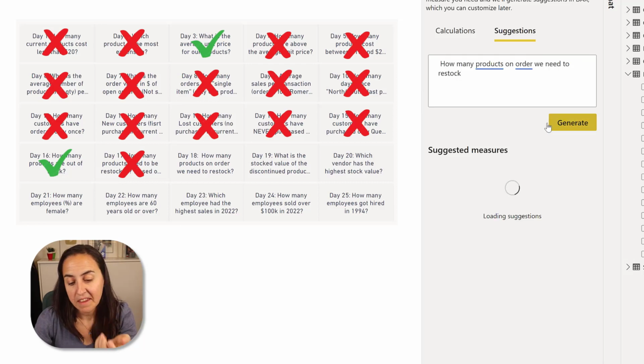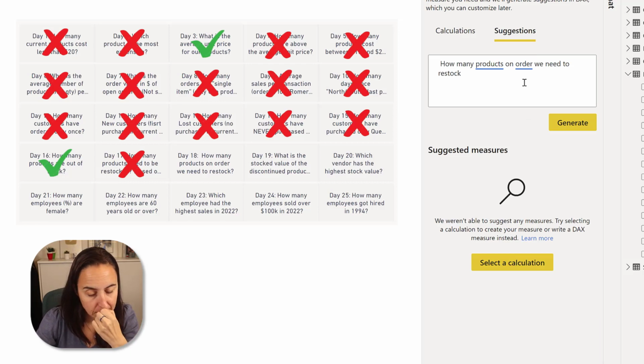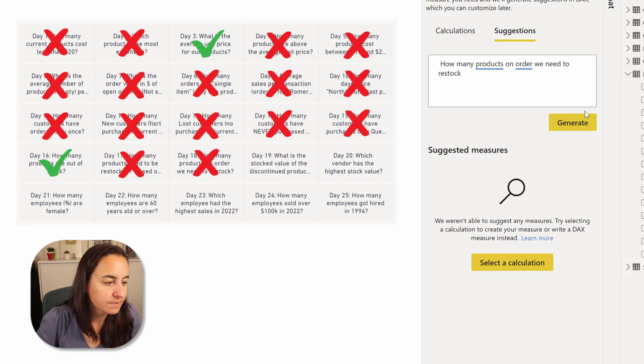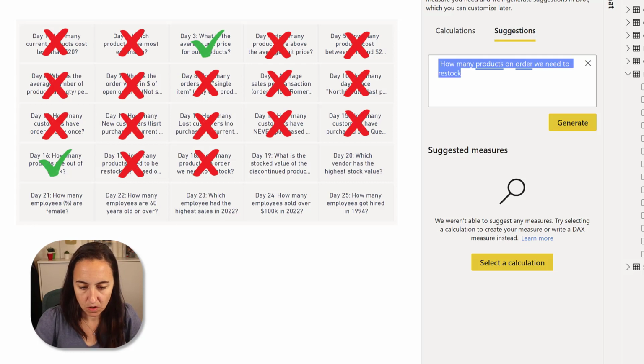I mean, how do I write that? I would have to write like the condition itself, I guess. So products, I don't think it's going to get that ever. 19. What is the stock value of discontinued products? So stock value, let's understand that.